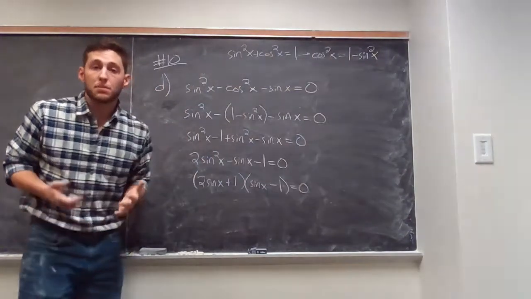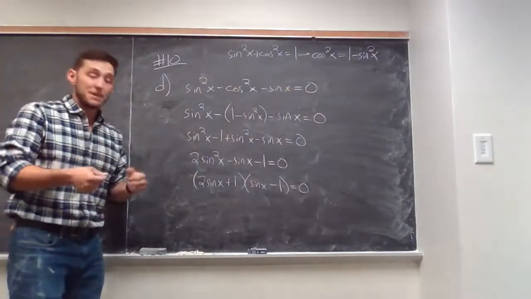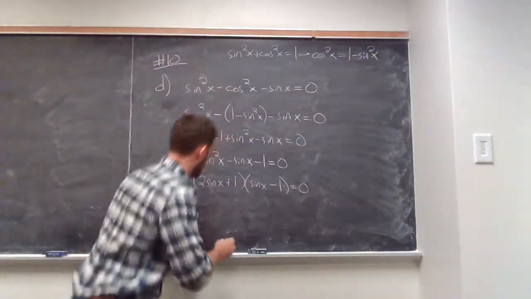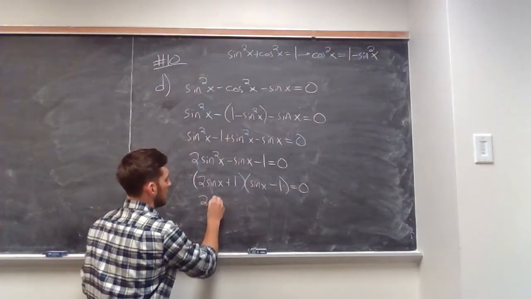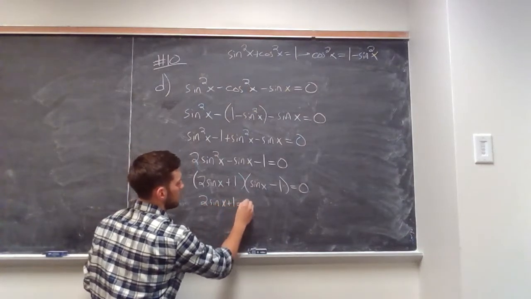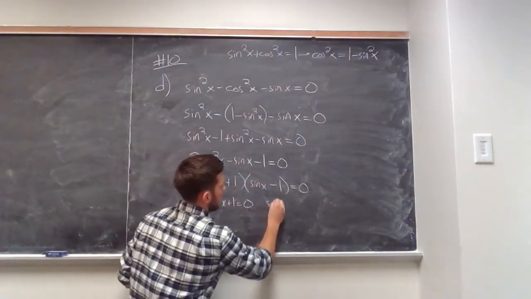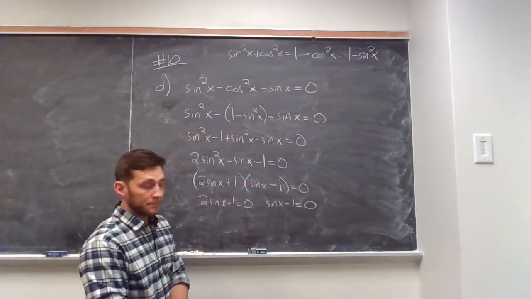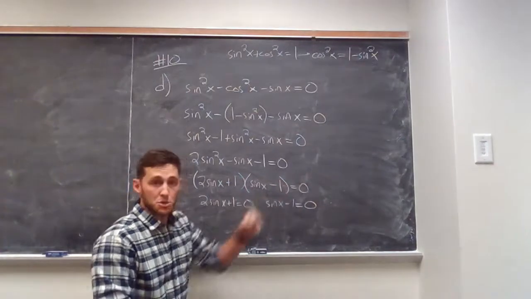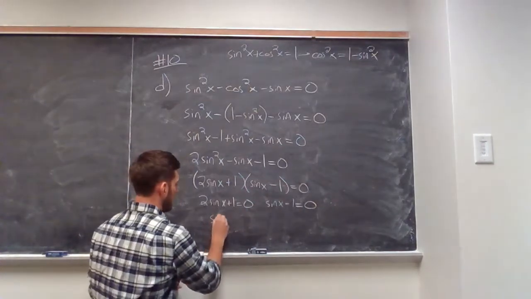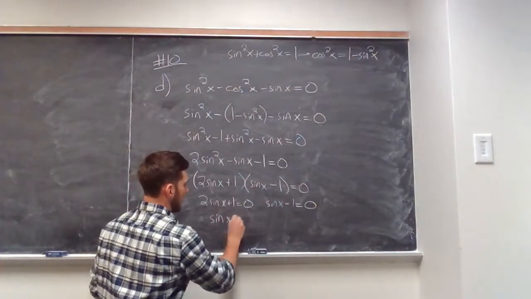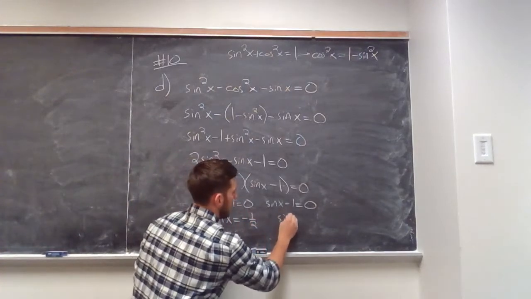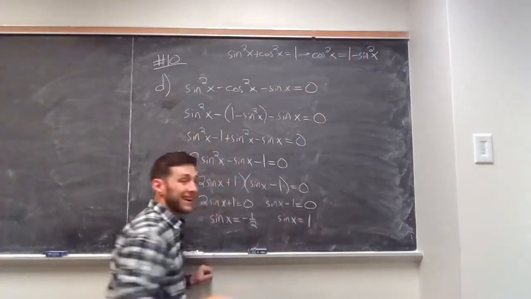Now that we're here, the problem looks an awful lot like part B, because what I'm going to do is set each of them equal to 0. 2 sine x plus 1 equals 0. Sine x minus 1 equals 0. Getting each trig term by itself, the left-hand one gives me sine of x equals negative 1/2, while the right-hand one gives me sine of x equals positive 1.